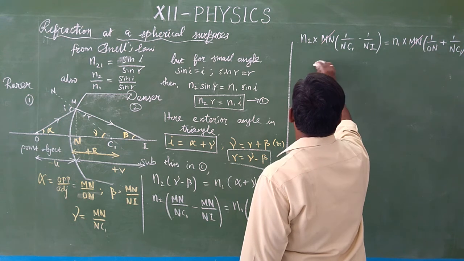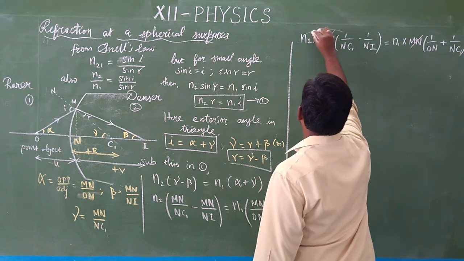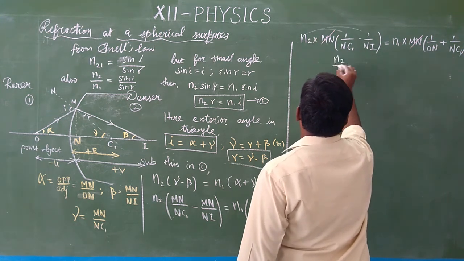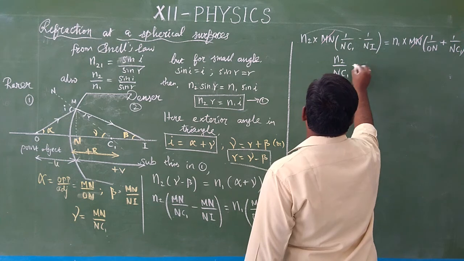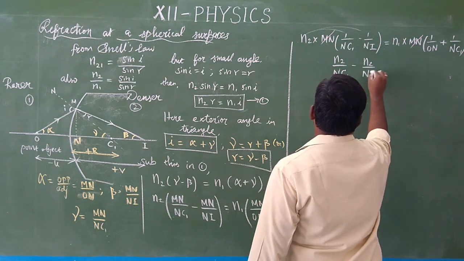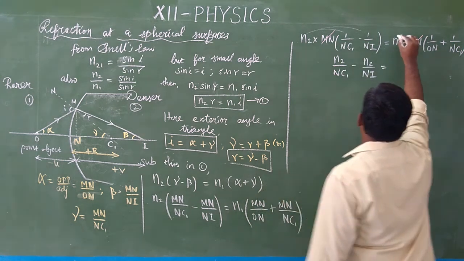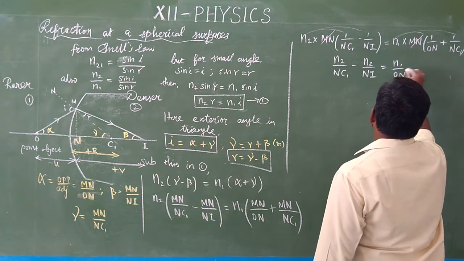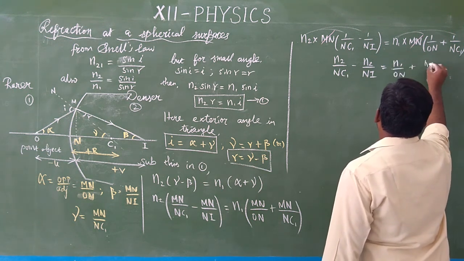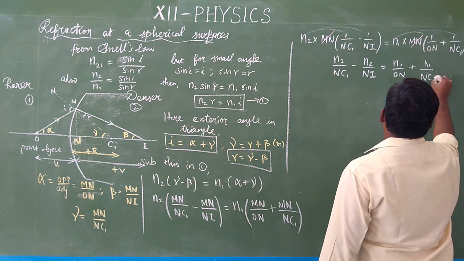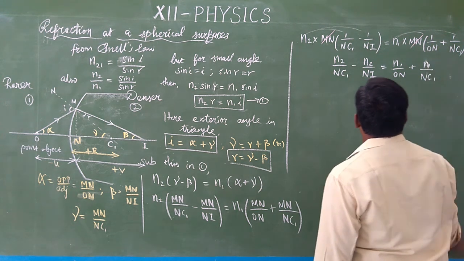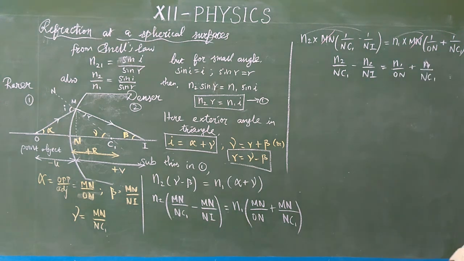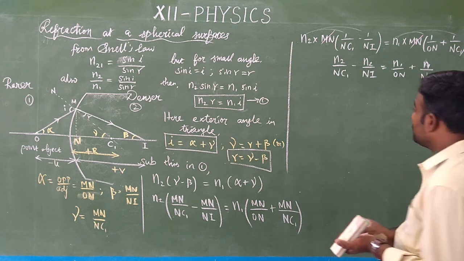So next step, the Mn, the common term, we can eliminate. Then bring it in, multiply this value inside. What will you get? N2 by Nc1 minus N2 by Ni, which is equal to, similarly in the right hand side also multiply inside, N1 by On plus N1 by Nc1. Now you use the sign convention.